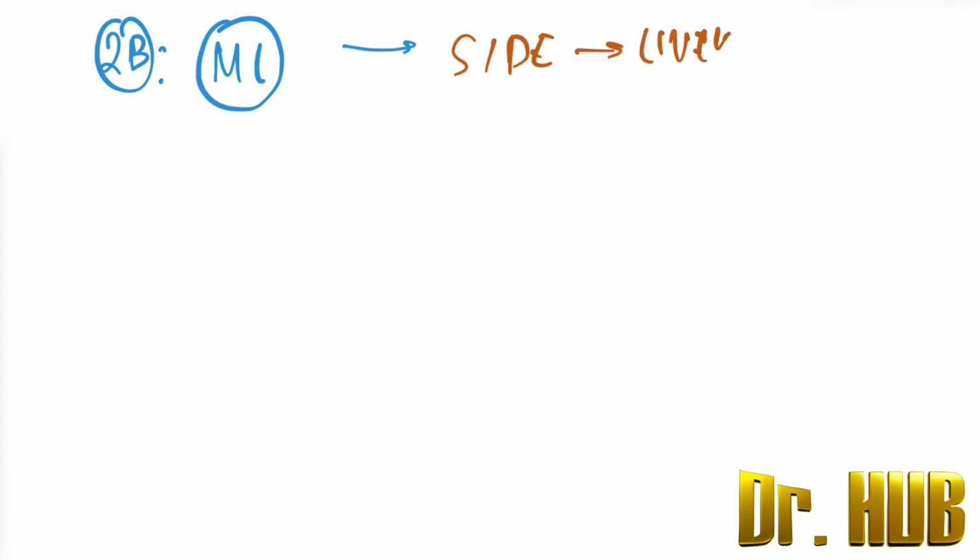2b means that the tumor invades the muscular layer, so it includes the muscle layer. It is into the fibrous tissue on the side of the liver. In 2a it was the side of the peritoneum. Here it is the side of the liver, but it has not invaded the liver.